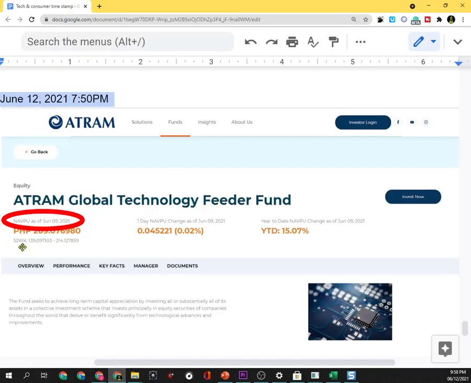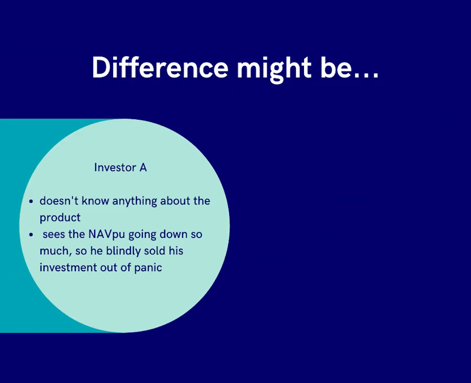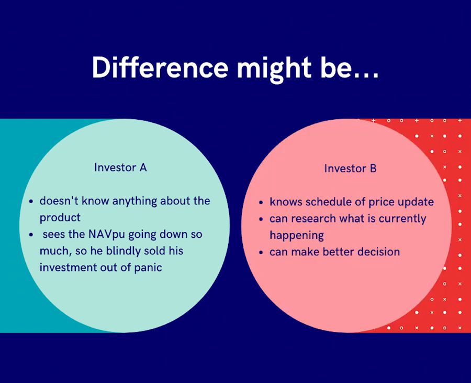So it is kind of complicated, but we created this video for people who are really keen to know more about their investment. Some might question why I need to know about this, but knowing and not knowing makes quite a difference. For example, there is investor A who doesn't know anything about the product and sees the net asset value per unit going down so much, so he blindly sold his investment out of panic. Then there is investor B who knows that the net asset value per unit he sees is from 3 business days ago, for example. So investor B would have made a better decision compared to investor A because he can search what's currently happening. And that's it.